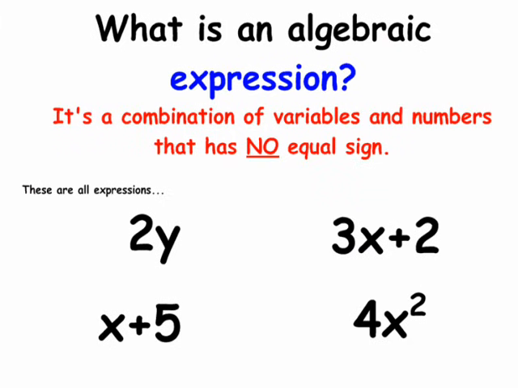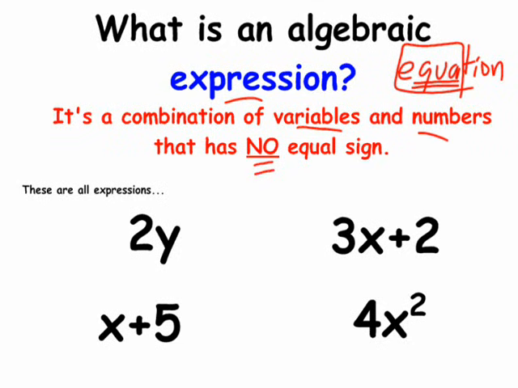Well, what's an expression? The difference between an expression and an equation is that an equation has an equal sign, and that's where it gets its name. So an equation has an equal sign in it. An expression does not have an equal sign. So these are all examples of expressions, and algebraic expressions are a combination of variables and numbers. So here we have a number and a variable, and a number and a variable. It's a combination of numbers and variables.